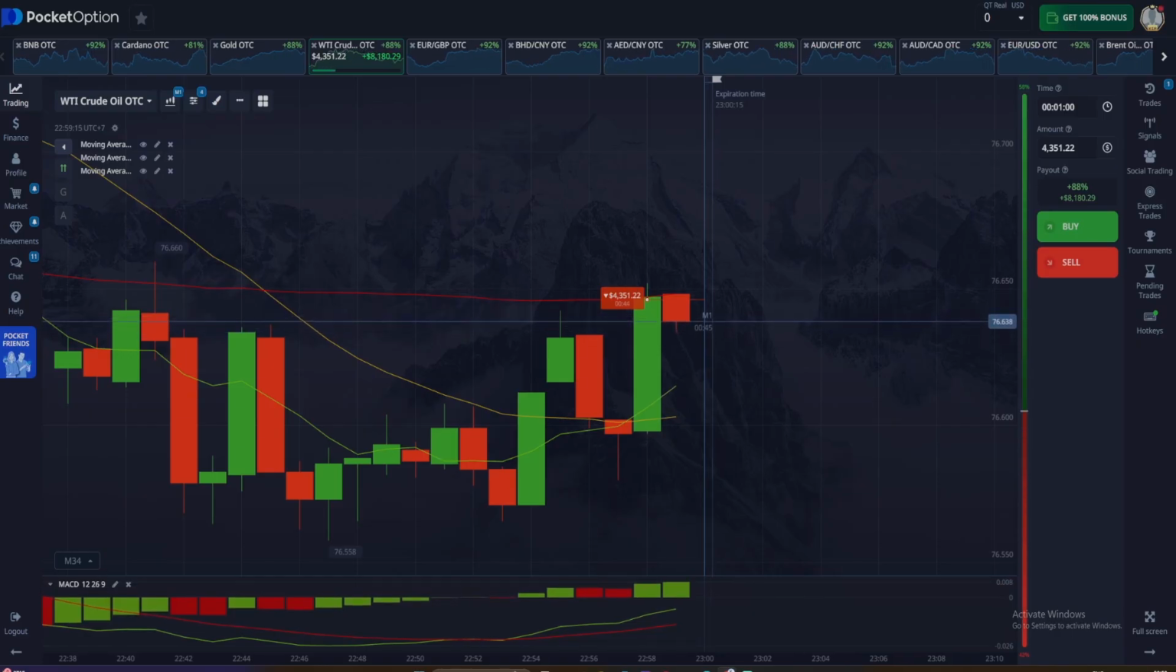bounces back downward. When price approaches the red line and shows rejection, it indicates that buyers are weakening and sellers are taking control. Additional confirmation comes from a candlestick rejection at the MA60 level, strengthening the sell signal. Let's see how the price reacts.